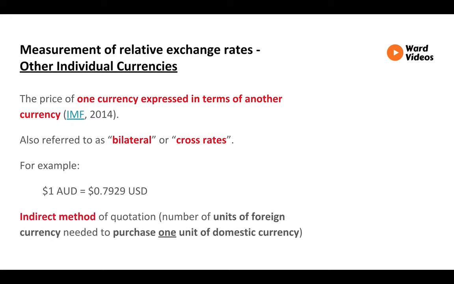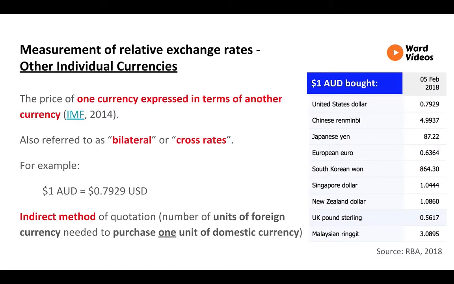When quoting against individual currencies, we use the indirect method of quotation. That is, how many units of foreign currency can purchase 1 unit of domestic currency. On February 5, 2018, one Australian dollar bought 0.79 US dollars and 87 Japanese yen.